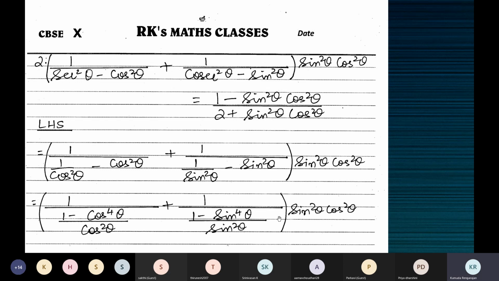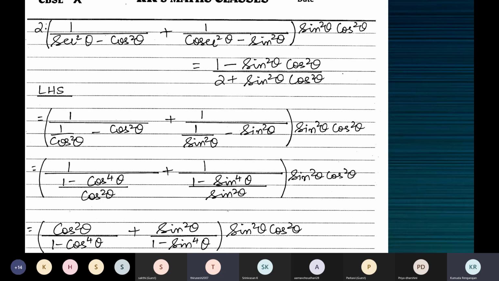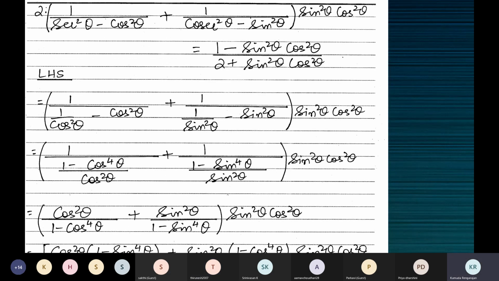Now what will be the next step? Cos square theta by 1 minus cos power 4 theta plus sine square theta by 1 minus sine power 4 theta. That will be the next step. Yes, that's the next step.